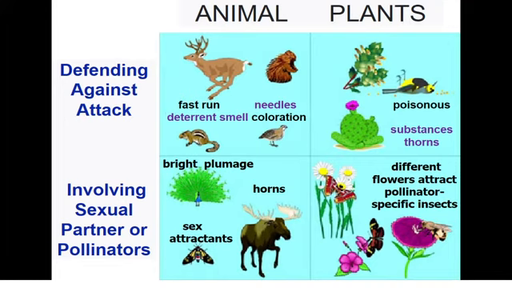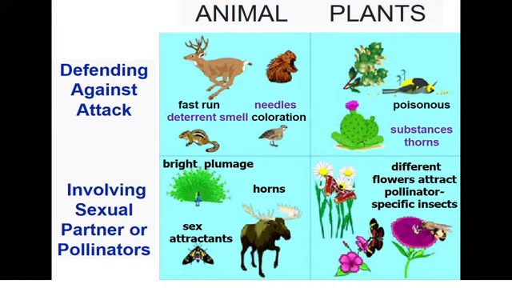Needles are an excellent safeguard against angry animals. Different smell, deterrent smell, and coloration. Expensive coloration, for example. What happens with plants? How do plants adapt to this abiotic factor? For example, poisons. And you can see birds eat beautiful flowers and die. Or thorns.